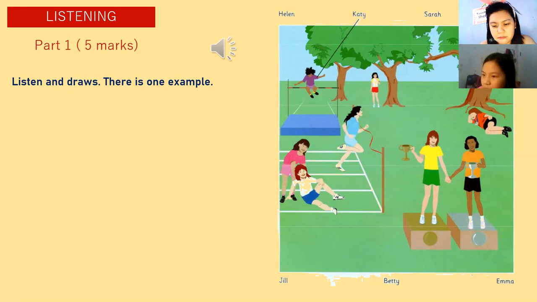Oh no! Someone in the race has fallen over. Oh yes, it's Emma. Is she okay? Yes, look, she's smiling. She's fine. Someone is helping the girl who's fallen over. Who is it? I think it's Betty. Yes, it is. Now listen to part one again.